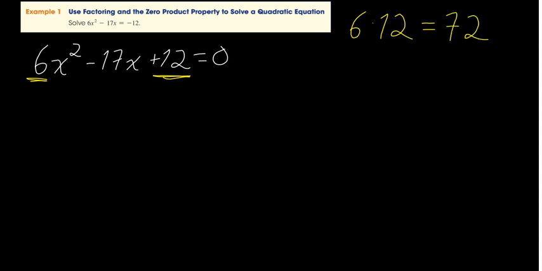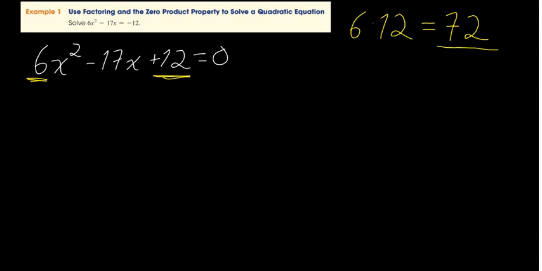Now, if this was like a -12 or a -6, I wouldn't care. I would just deal with their positive components. Okay, and here's why. You'll see. So I'm going to underline that, and then I'm going to write down my factors of 72.